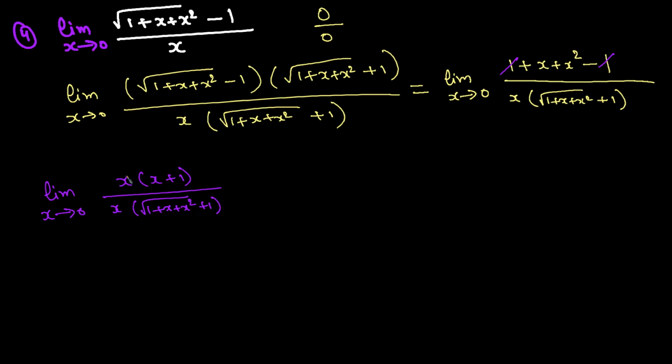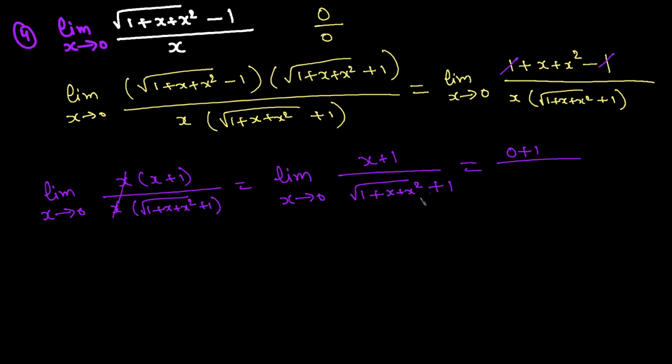Plus 1. This x will cancel out this x, so we're left with the limit as x approaches 0 of x plus 1 over root of 1 plus x square plus 1. I'm going to plug in the value x equals 0 here, so we got 0 plus 1 over root of 1 plus 0 plus 0 plus 1, which gives me 1 over 1 plus 1, which is 2, so 1/2. So the limit of this function when x approaches 0 is equal to 1/2.